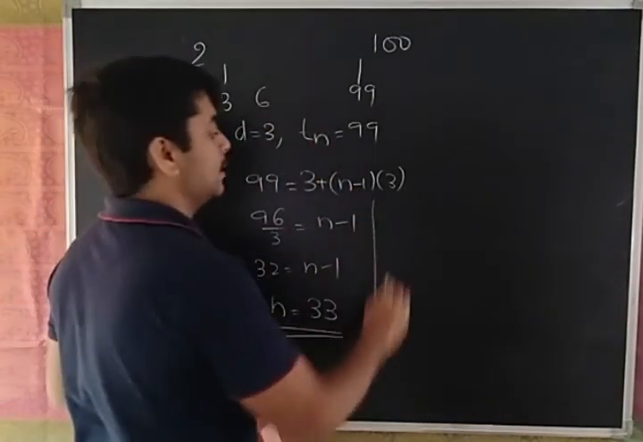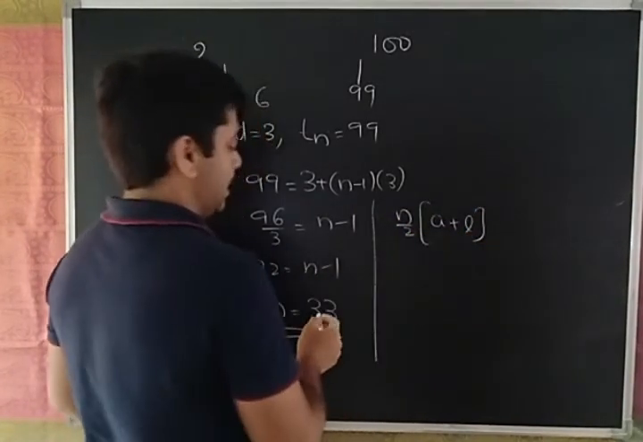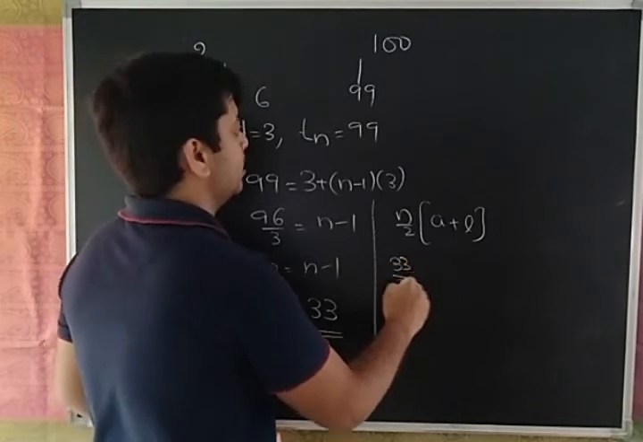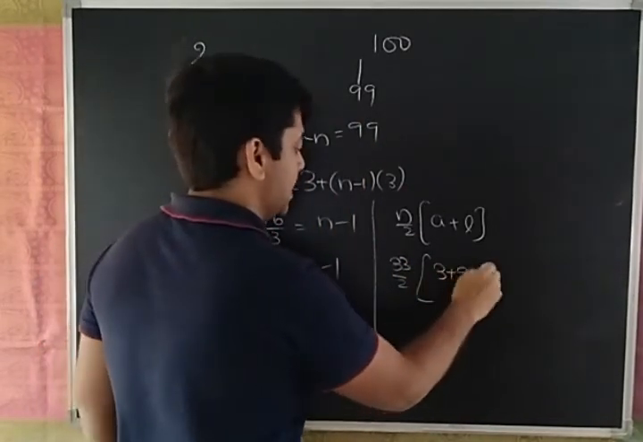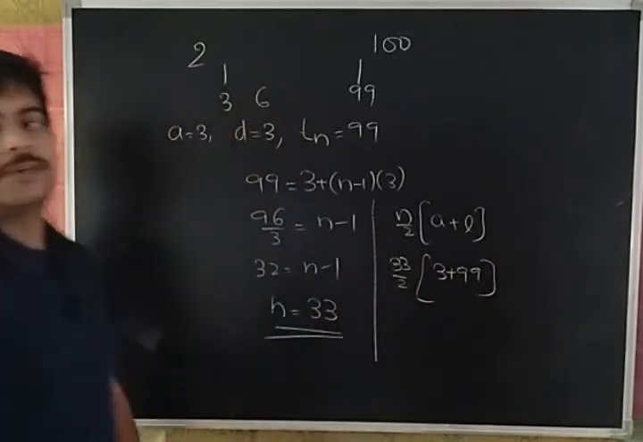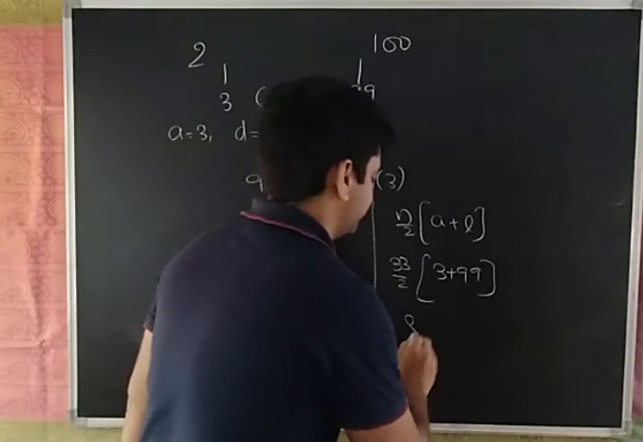How will you find Sn? n by 2 into a plus l. What is n? n is 33. 33 by 2 into a plus l, 3 plus 99. So just calculate the value of this one. You will get it. So the answer for this is 867.